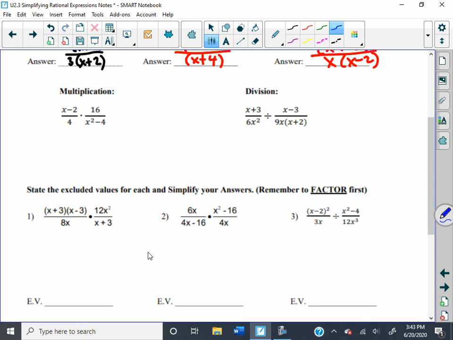All right, so with multiplication, we want to go ahead and factor first, just like we did with simplifying. And so x squared minus 4 on the bottom, that's a difference of squares. So that's going to factor into x plus 2, x minus 2.